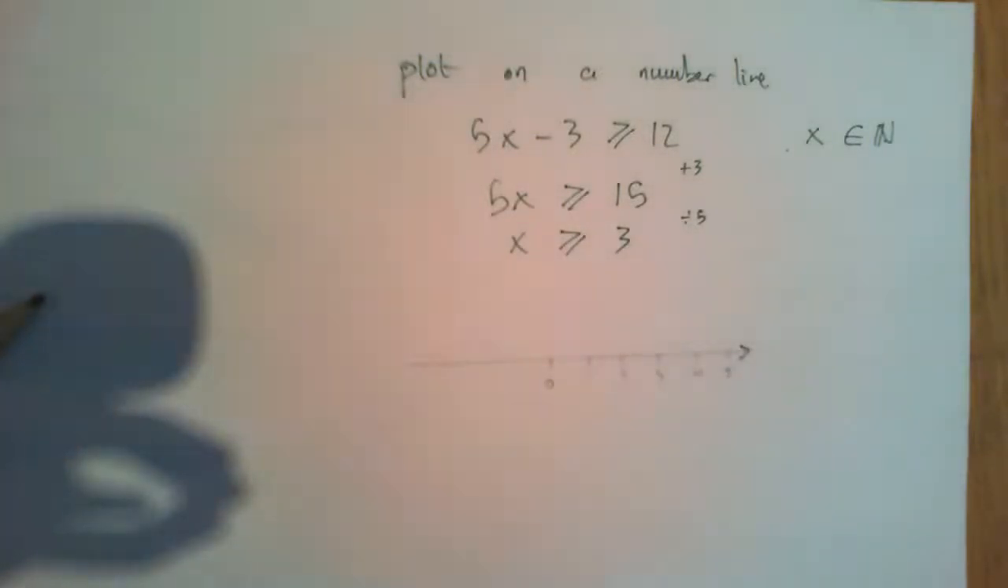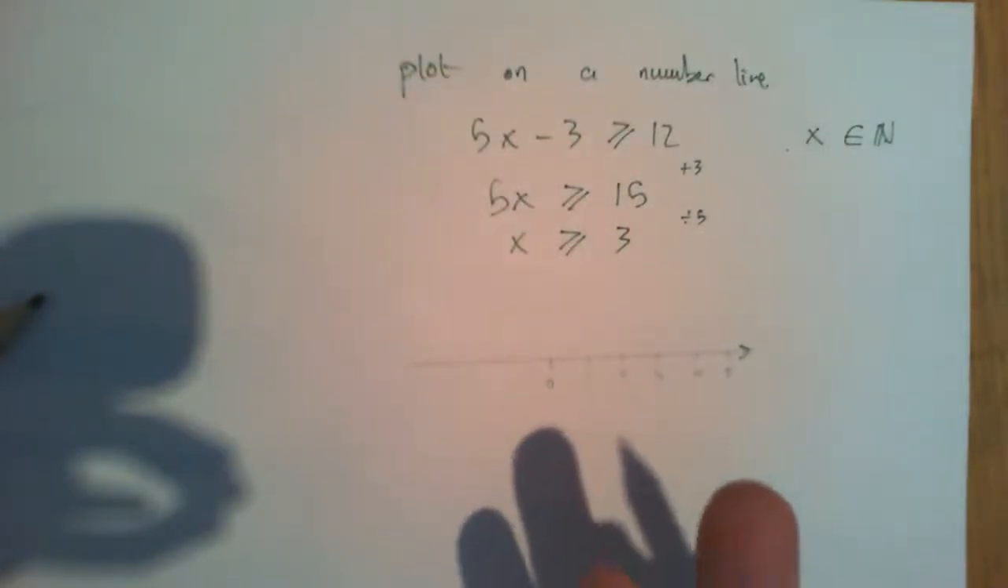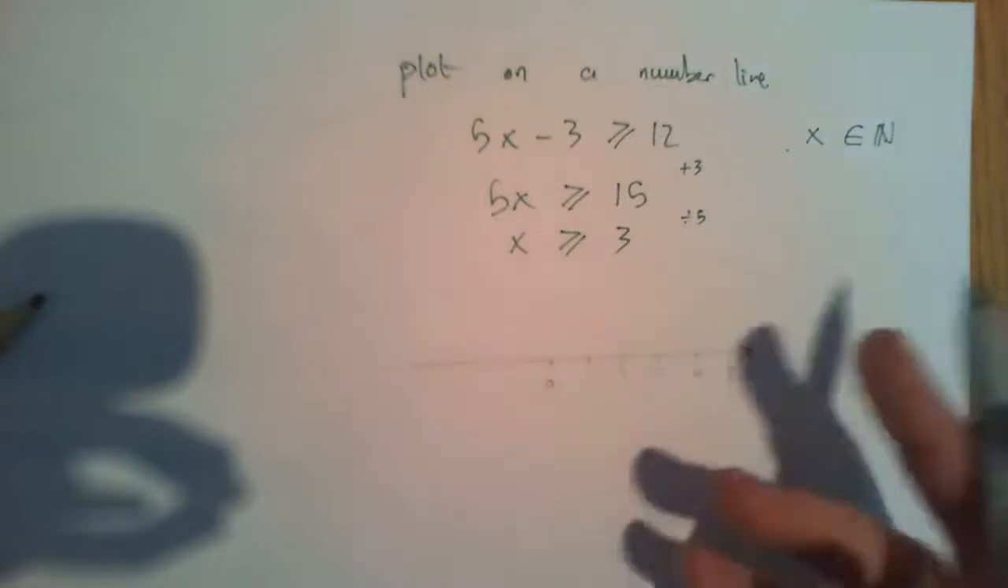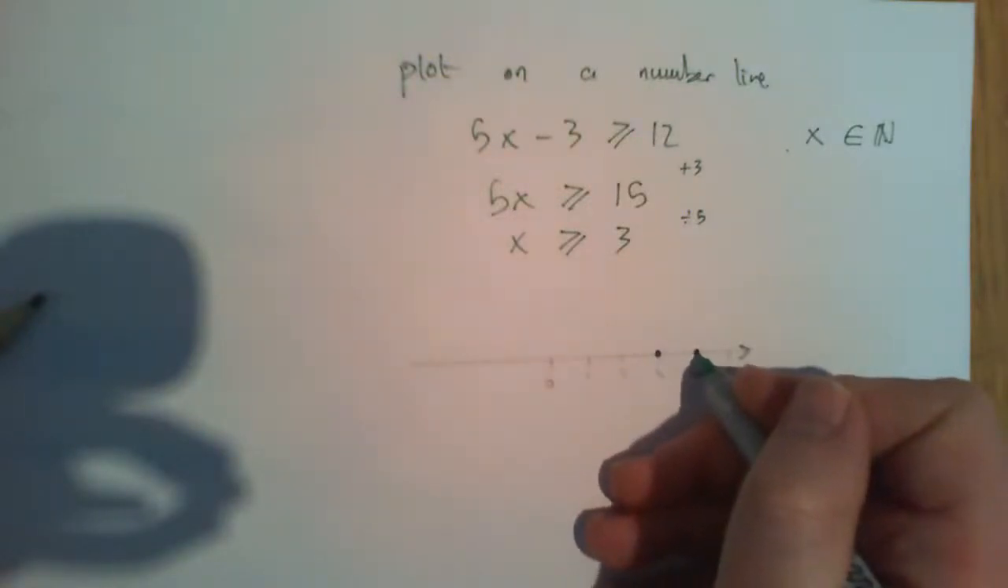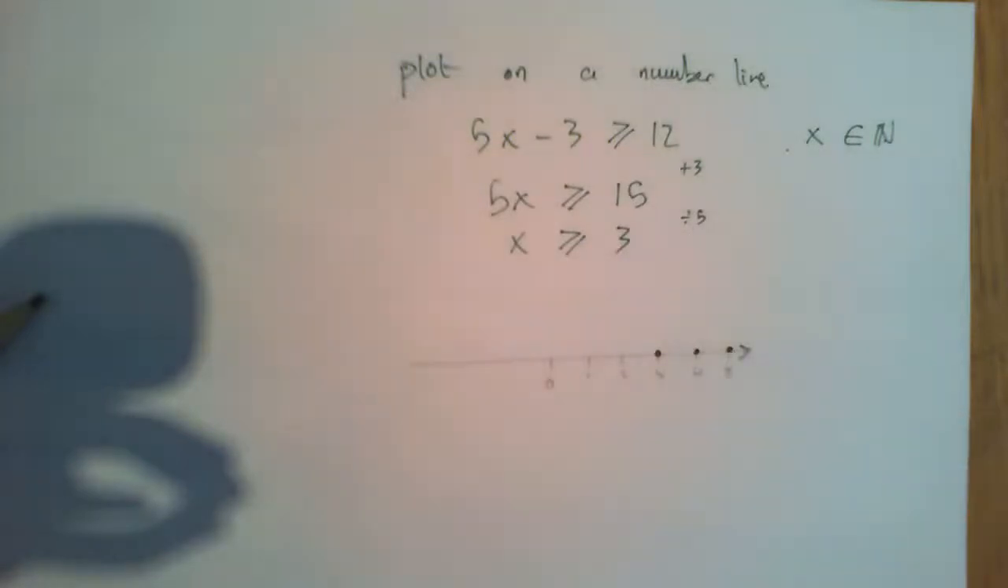So how do I represent natural numbers on a number line? We use a solid dot. Greater than or equal to 3, that means a solid dot on the 3, on the 4, and on the 5. And there's your full marks. Okay? We'll try another one.